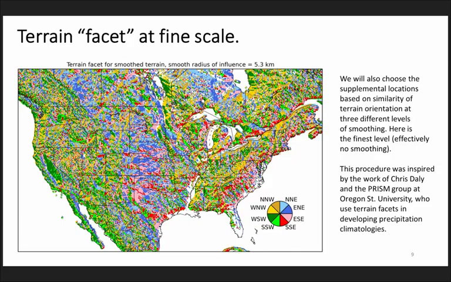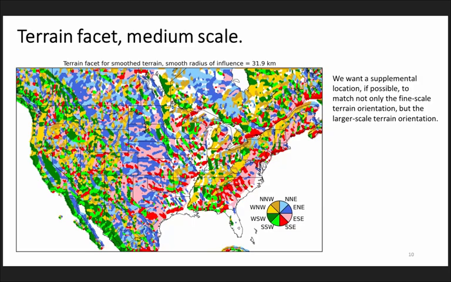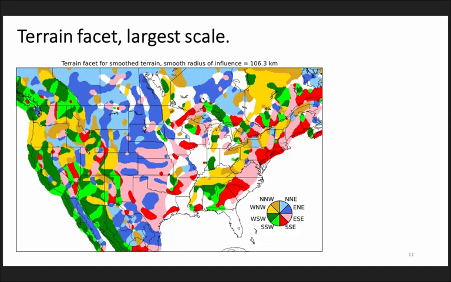Now, we do this for different levels of smoothing. If you go to the next slide, we smooth the terrain somewhat and recalculate that terrain facet and do this again in the next slide for a yet coarser smoothing. And so we're interested in finding a terrain facet that is ideally the same at different levels of smoothing because the model may have a relatively smooth representation of the terrain.